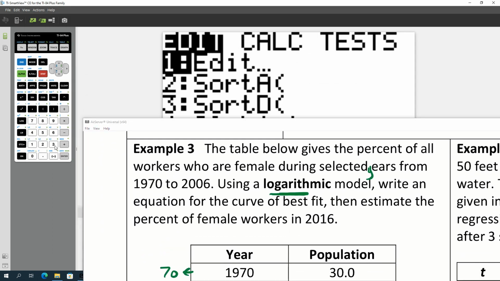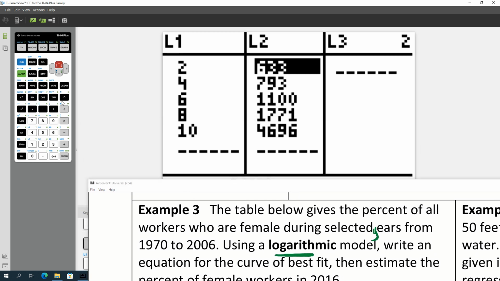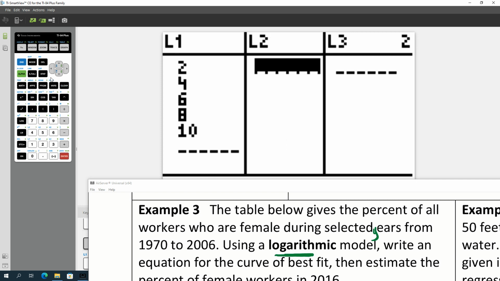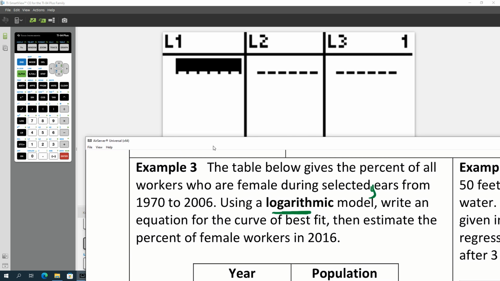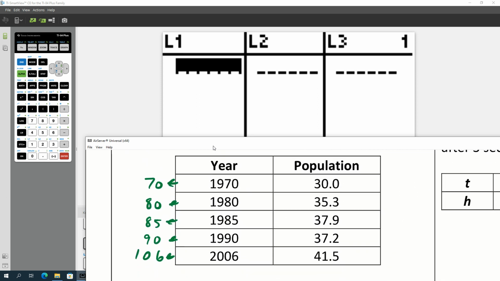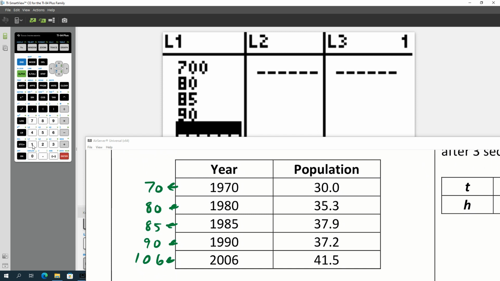Okay, so it's always stat and then enter on edit. We're going to need to clear out these lists by hitting up, clear, enter. Did not mean to make that 700. It's going to be way in the future.